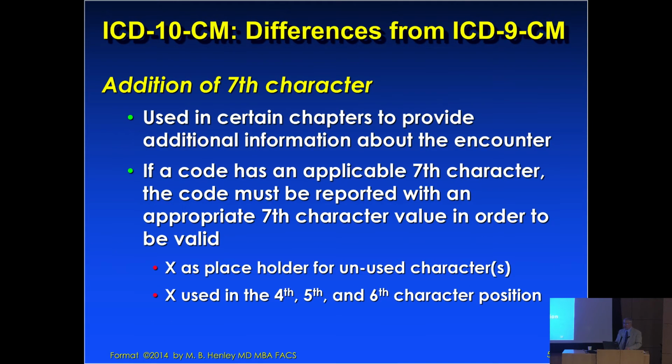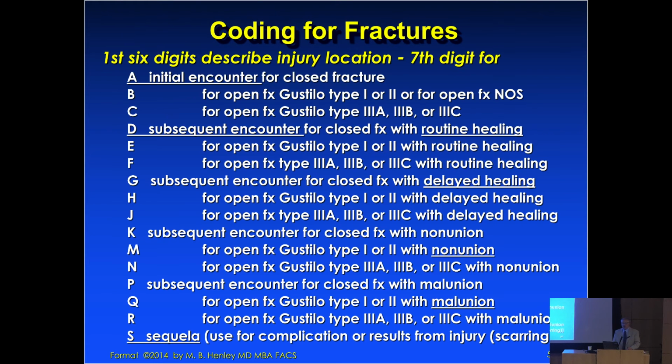The seventh character I alluded to before. They're used in certain chapters, but throughout the musculoskeletal system. And if it has an applicable seventh character, it must be reported. X is the placeholder in case there are only 5 characters, for example, up to that seventh character requirement. And I'll show you an example of the seventh character. For fractures, there are 16 different potential seventh alpha characters. And you can see these are grouped in sets of 3.